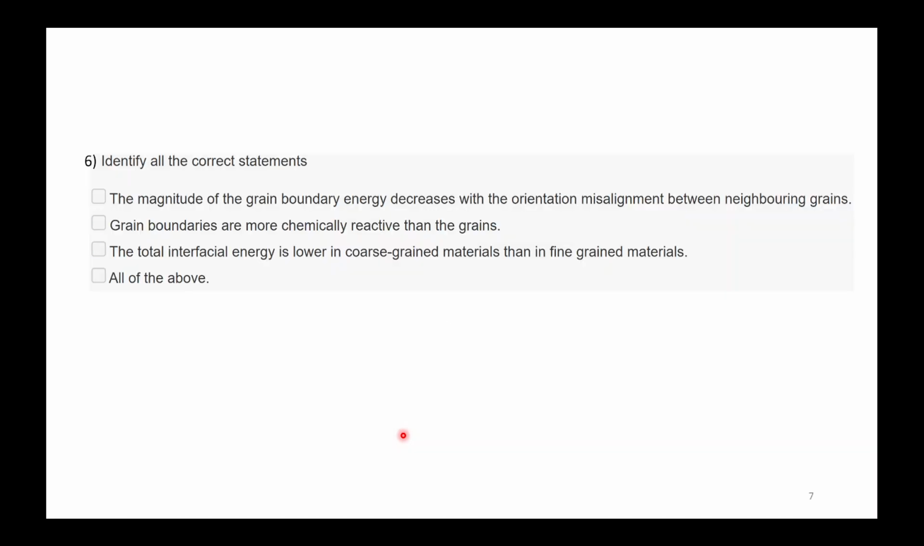Sixth question is, identify all the correct statements. The magnitude of grain boundary energy decreases with orientation misalignment between neighboring grains. Grain boundaries are more chemically reactive than the grains. The total interfacial area is lower in coarse grained material than in fine grained materials. So the middle two are correct.